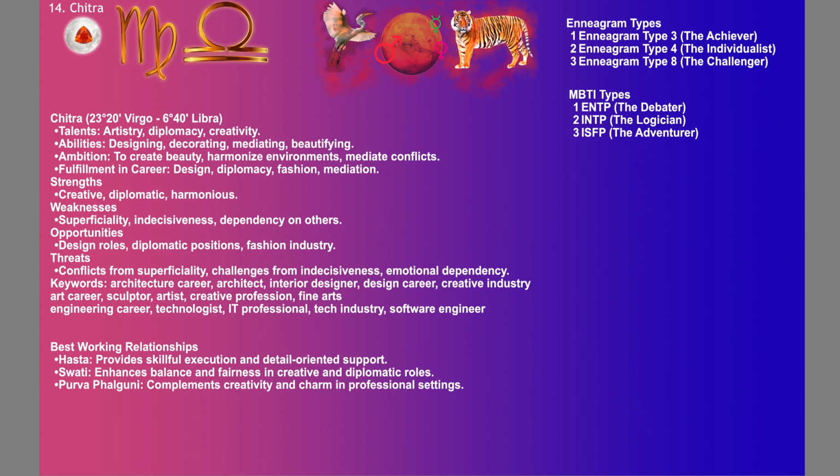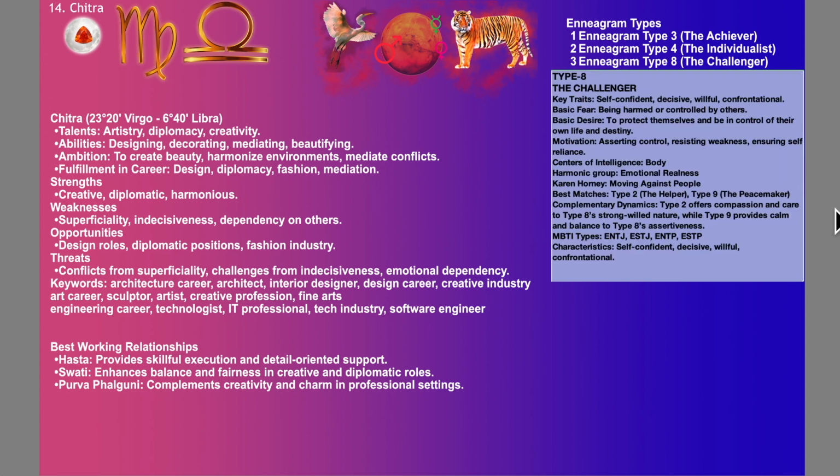Last Enneagram type match would be type 8, the challenger. Self-confident, decisive, willful, and confrontational. To protect themselves and be in control of their own life and destiny is their basic desire. Their basic motivation is asserting control, resisting weakness, and ensuring self-reliance.